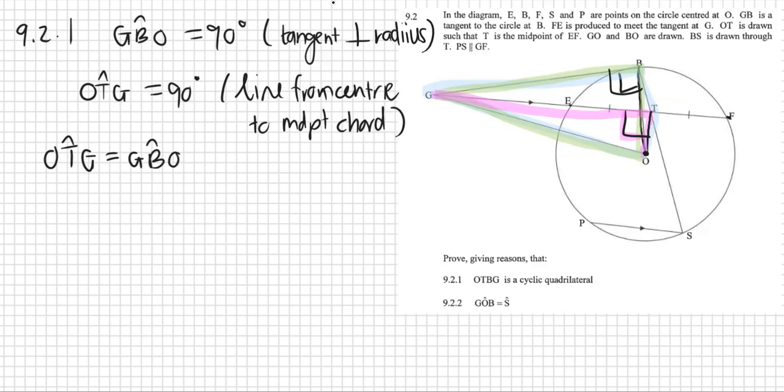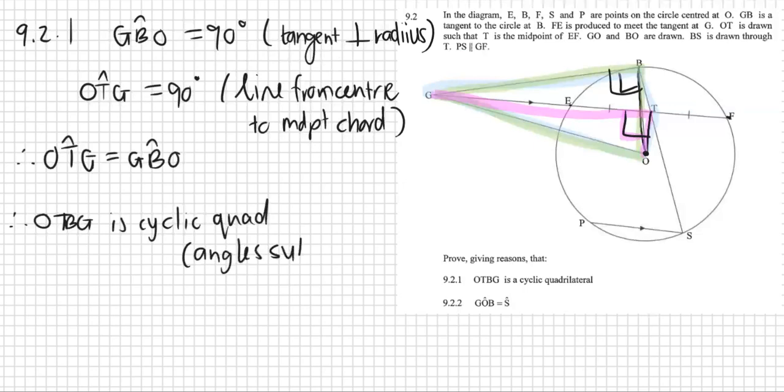They're both 90 degrees, so they're equal to each other. And there we've proved our cyclic quad. You just need to write it out. BG is a cyclic quad. And the reason for the cyclic quad is that the angles subtended by the equal line are equal. Good.